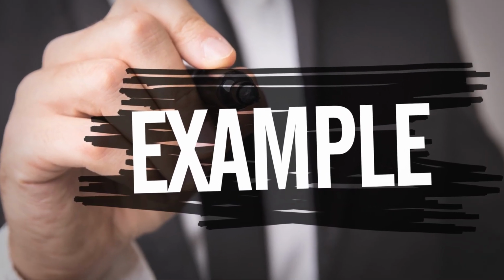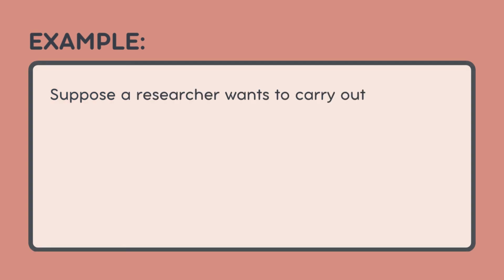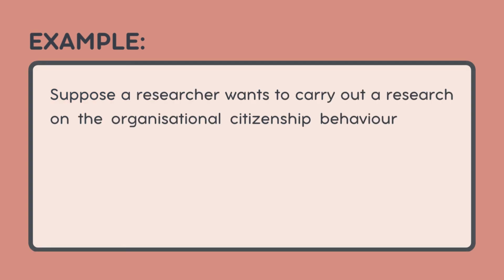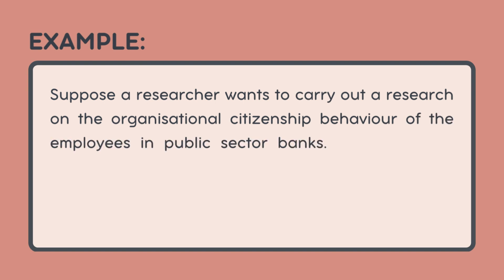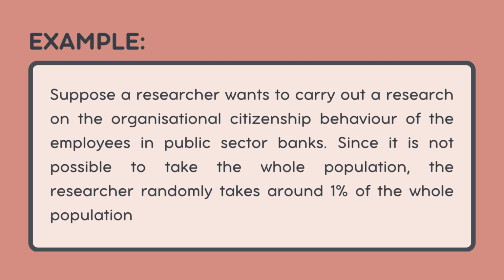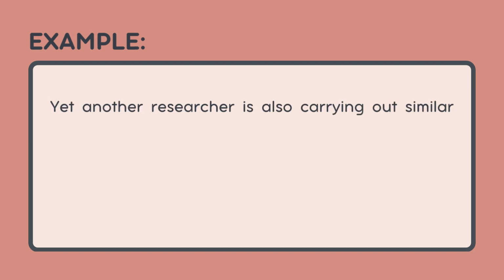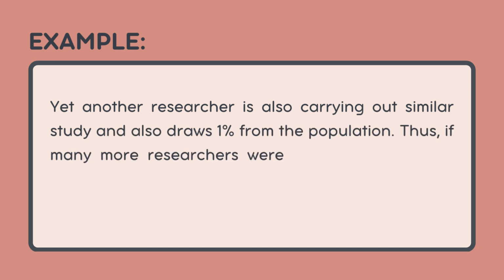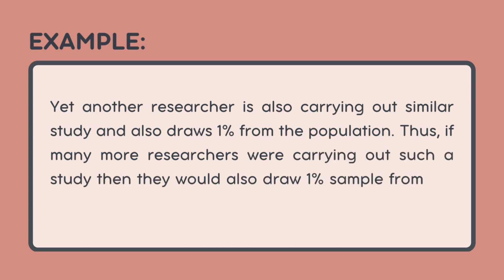For example, suppose a researcher wants to carry out research on the organizational citizenship behavior of employees in public sector banks. Since it is not possible to take the whole population, the researcher randomly takes around 1% of the whole population as the sample. Yet another researcher is also carrying out a similar study and also draws 1% from the same population. Thus, if many more researchers were carrying out such a study, they would also draw a 1% sample of the whole population.